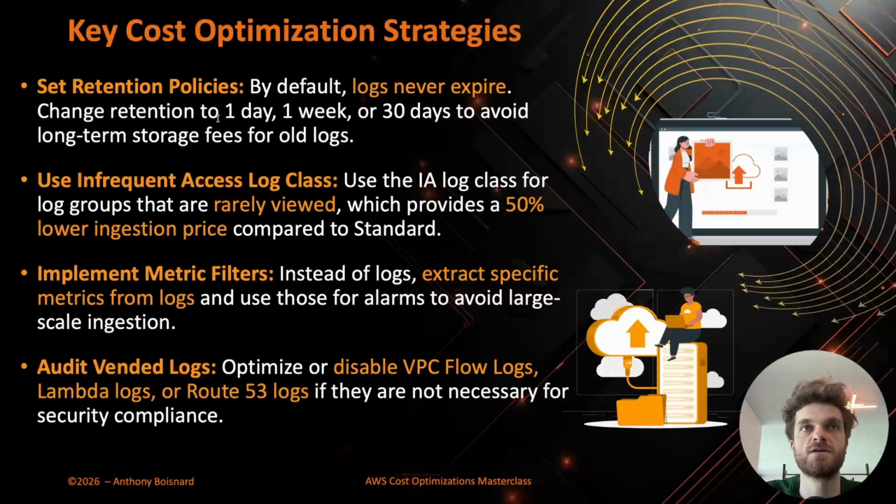all logs. Then you can also use the infrequent access log class. Use this class for log groups that are rarely viewed, and it will provide you a 50% lower ingestion price compared to standard. Next, you can also implement metric filters. Instead of logs, extract specific metrics from logs and use those for alarms to avoid large-scale ingestion. And you can also audit vended logs, so optimize or disable VPC flow logs, Lambda logs, or Route 53 logs if they are not necessary for security compliance.